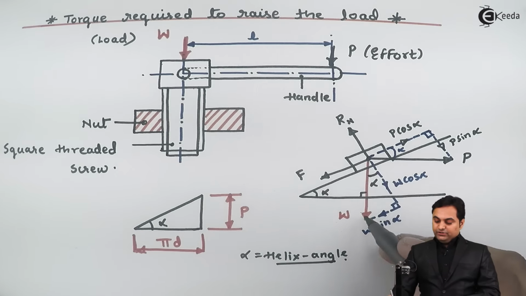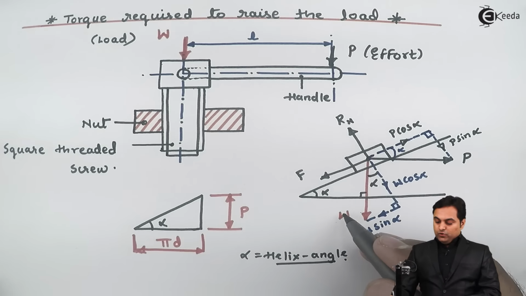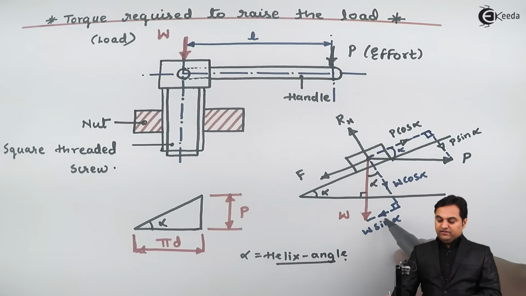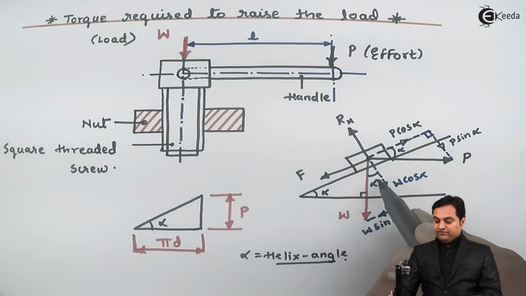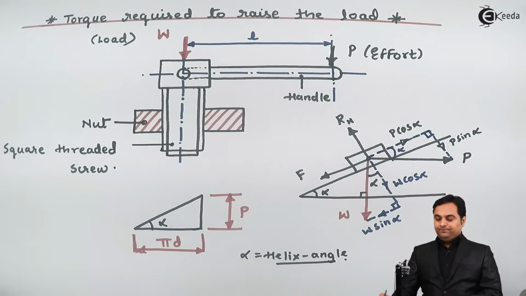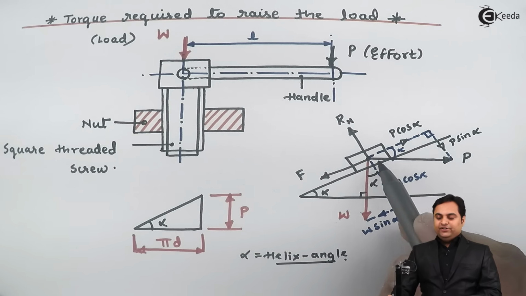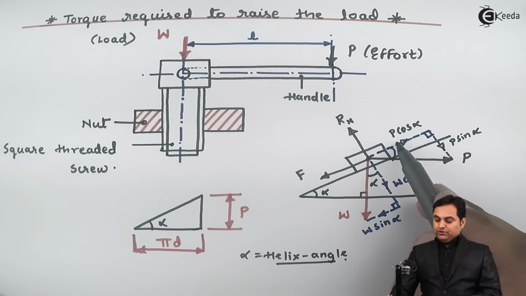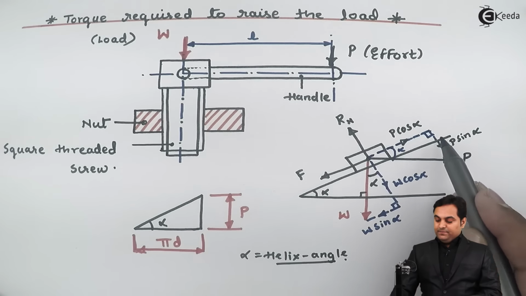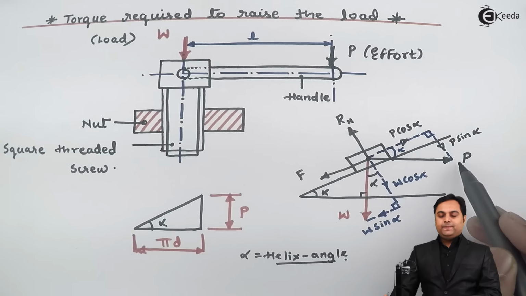So here there are two components of W. One is W sine alpha, which is parallel to the plane. Other is W cos alpha, which is perpendicular to the plane. Similarly, P is also inclined at an angle of alpha. So there are two components, P cos alpha along the plane, P sine alpha perpendicular to the plane.